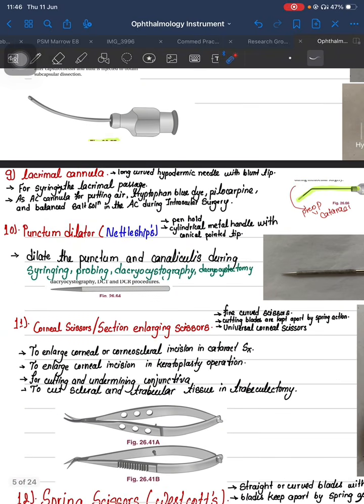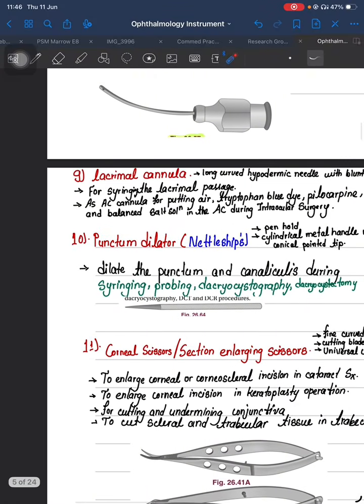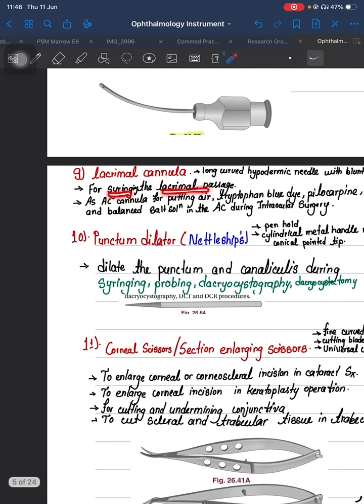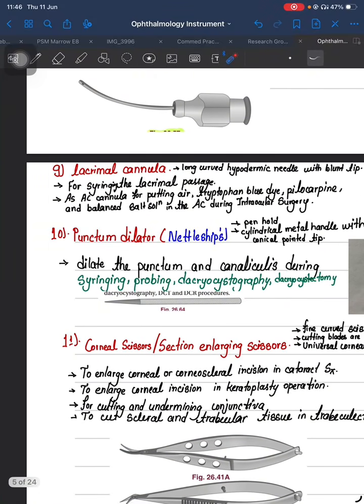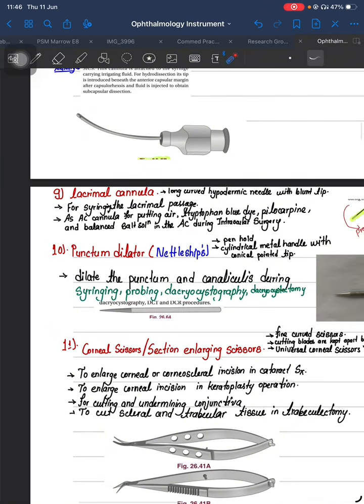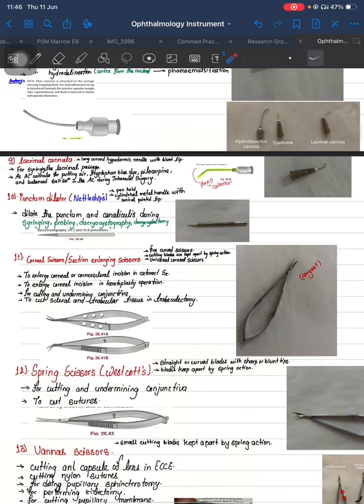And here the lacrimal cannula is a long curved hypodermic needle with a blunt tip, as we had already discussed, mainly used in preoperative procedures. For example, in syringing of the lacrimal passage, and as an anterior chamber cannula for putting trypan blue, pilocarpine and balanced salt solution in the anterior chamber during intraocular surgery. It is usually meant for syringing and for putting some material in the anterior chamber.